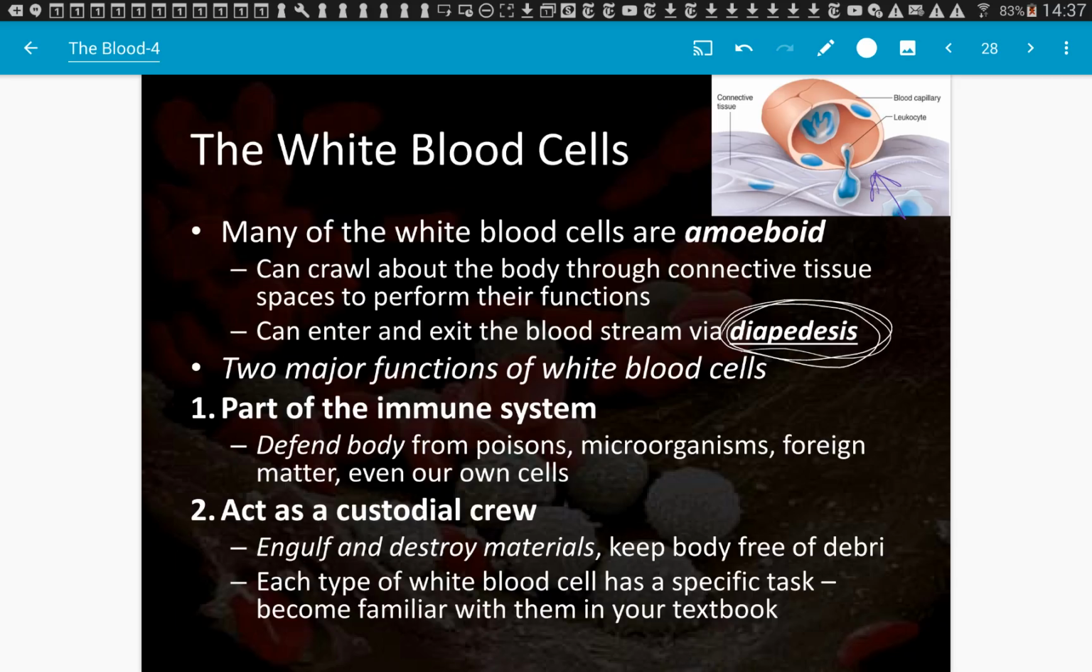And so each white blood cell does have a specific task, as I kind of summarized at the beginning. And you will need to be familiar with those specific tasks that each of those white blood cells do. So I just gave you like the Cliff Notes version of what they do. So you're going to have to read your textbook and go through that information, okay?